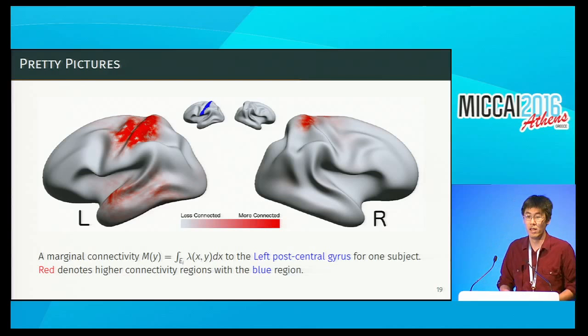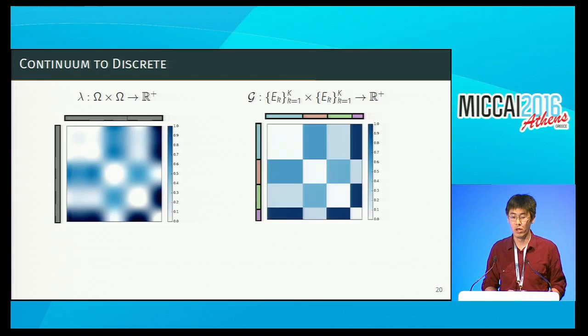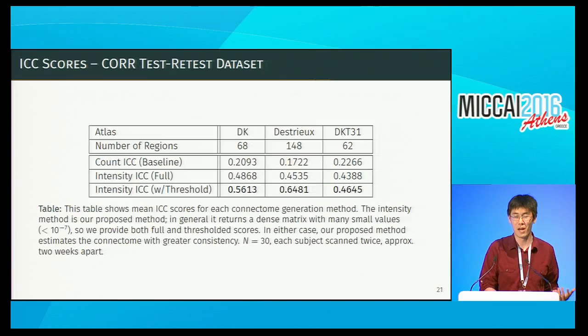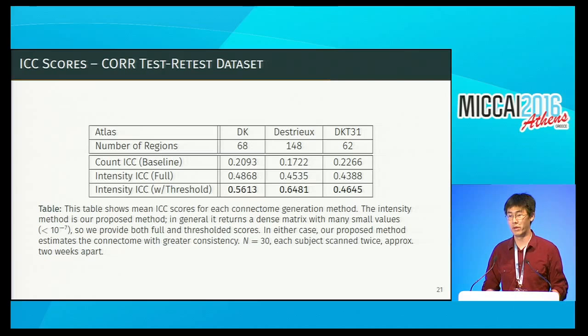So now we want to go back from our continuous connectivity to discrete. Given a parcellation, choose any parcellation, we can find the expected number of tracks by integrating over the regions, or the pairs of regions, really. So the expected number of tracks from one region to the other is the integral of the intensity function that we just recovered. Using this, we can actually compare our work to regular count matrices, and it turns out, at least using ICC, that we're doing a lot better. We have test-retest data, about 30 subjects scanned twice within 2 weeks, and we recover tracks for all of them, and we make matrices and see how correlated they are with themselves.